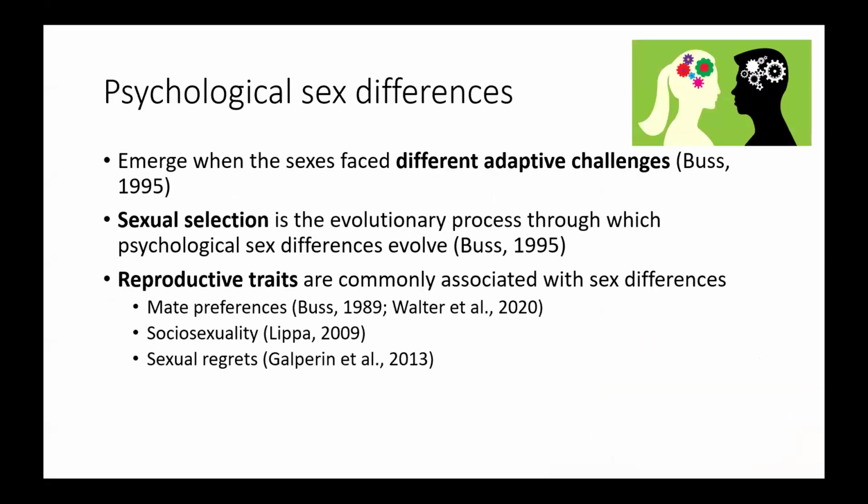So what are psychological sex differences? Those are differences between females and males that basically emerge when the sexes face different adaptive challenges. Sexual selection is the evolutionary process through which psychological sex differences evolve, and they're common in reproductive traits, particularly mate preferences, sociosexuality, which is a desire for short-term mating, and sexual regrets.